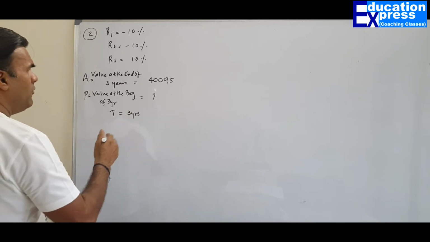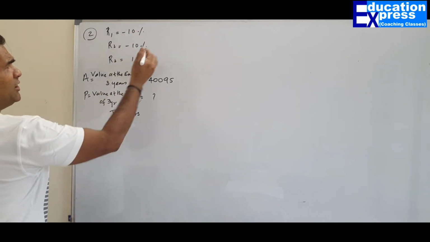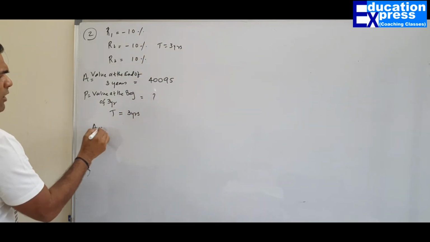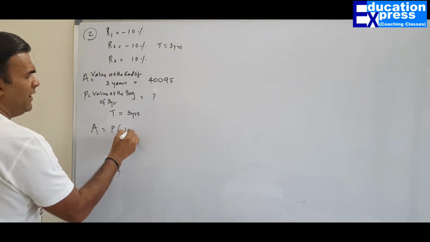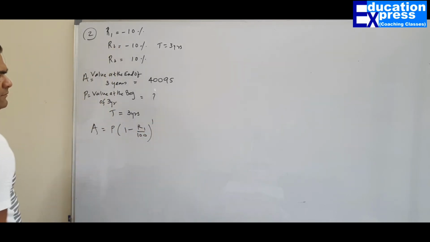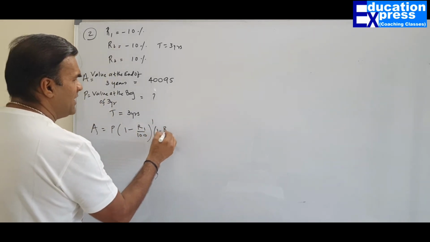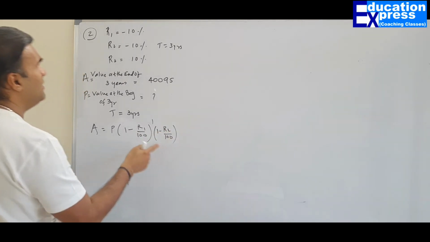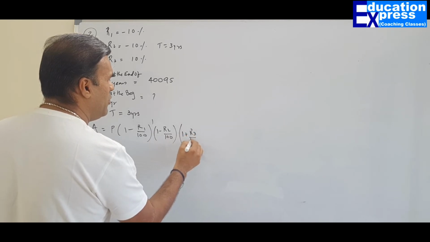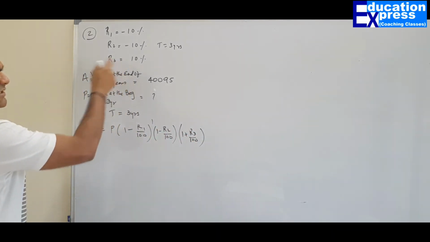Can we apply any formula? Yes, sir. Time duration is 3 years, and 3 rates are given to us. Amount equals P times 1 minus R1 upon 100, times 1 minus R2 upon 100, times 1 plus R3 upon 100. Why, sir? Because again it is negative in the second year, and after that 1 plus R3 upon 100 because this is positive.